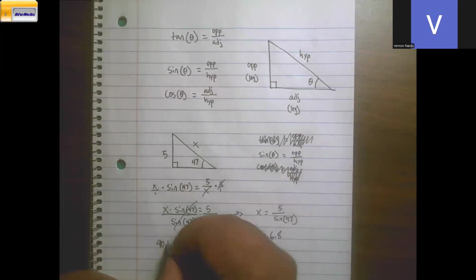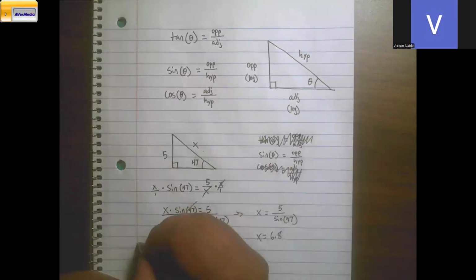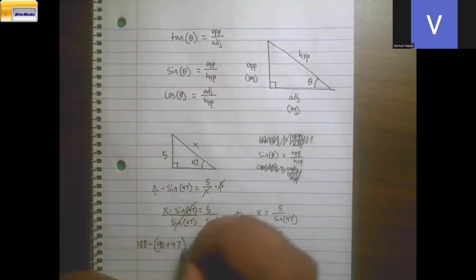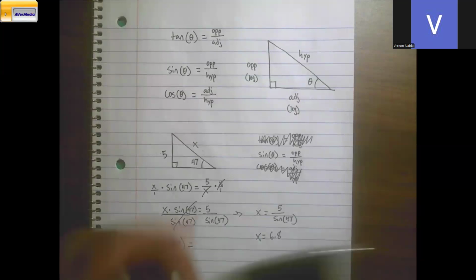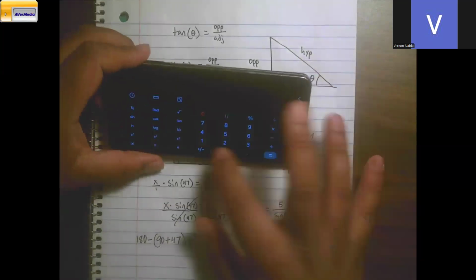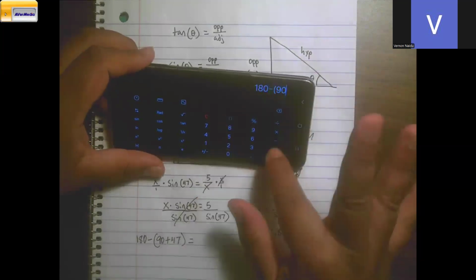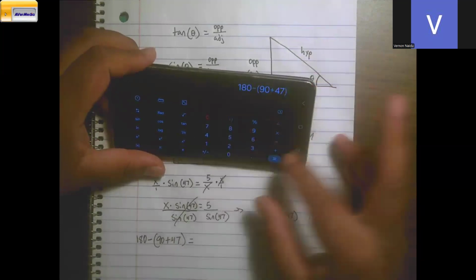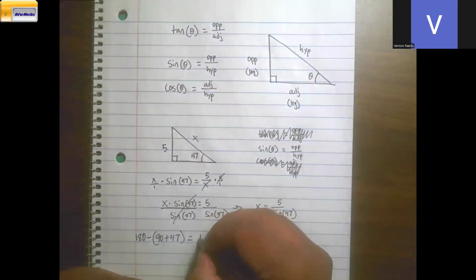We have 47, and we know that the interior angles of a triangle add up to 180, so we're going to do 180 minus 90 plus 47. And look at that, it's 43. So our missing angle is going to be 43 up here.